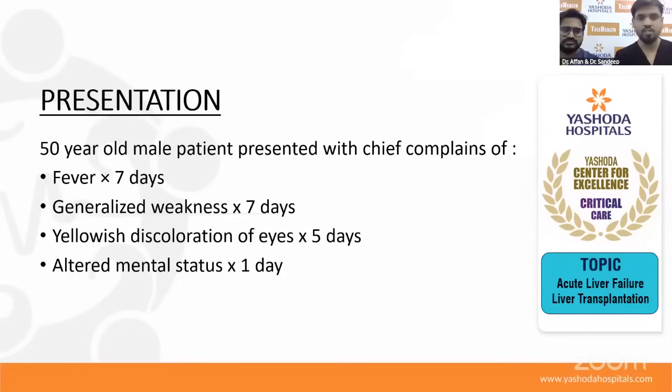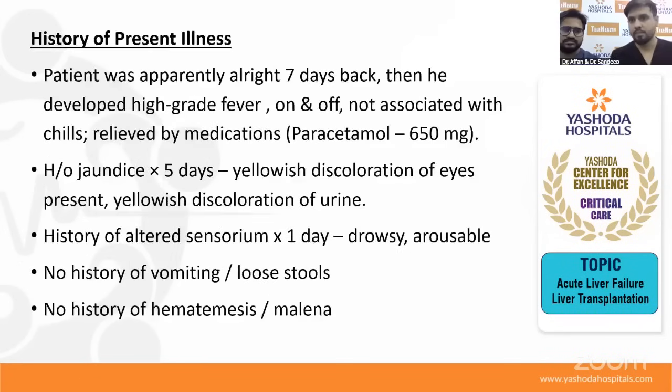Moving on to the history of presenting illness. The patient was apparently all right 7 days back, after which he developed a high-grade fever, which was on and off, not associated with chills, and relieved on taking medications. There was a history of jaundice since 5 days, with yellowish discoloration of the eyes and urine. There was altered sensorium, which had developed acutely since 1 day. There was no history of vomiting or loose stools, and no hematemesis or melena.